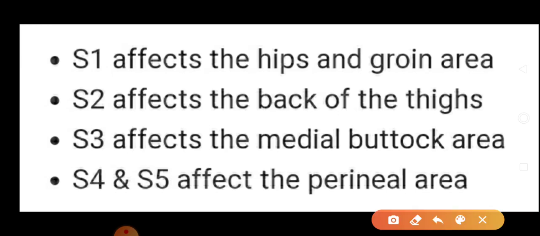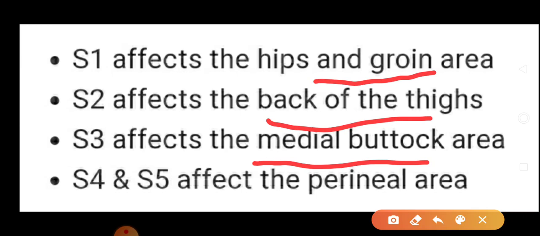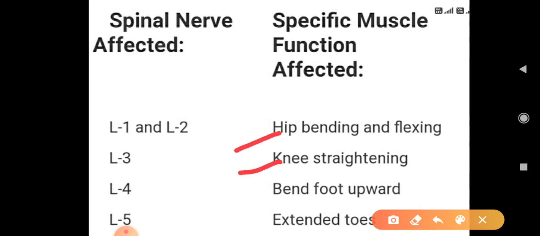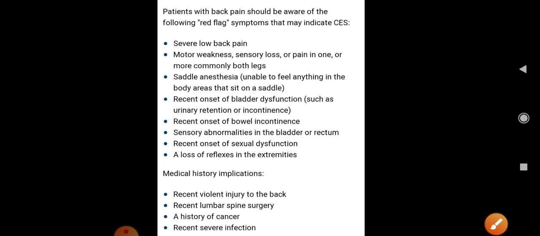Now these are the sites. S1 affects the hip and groin area. S2 affects the back of the thigh. S3 affects the middle buttock area. S4, S5 affect the perineal area. Okay. And L1, L2 affect hip bending and flexion. L3 for knee straightening. L4 for bending the foot forward. L5 for extending the toes. Okay.